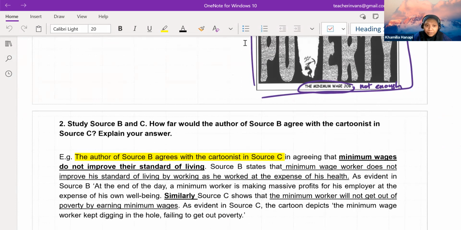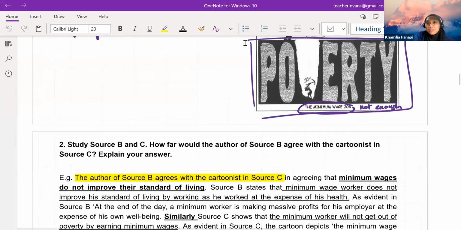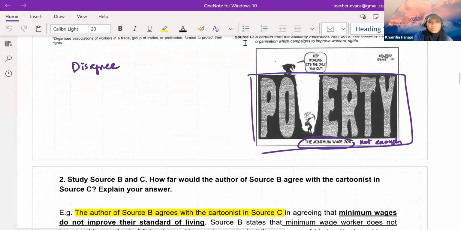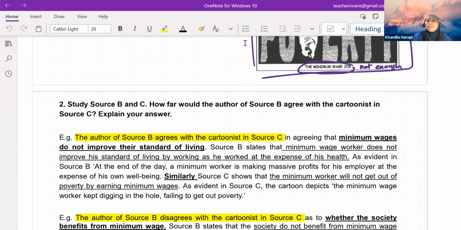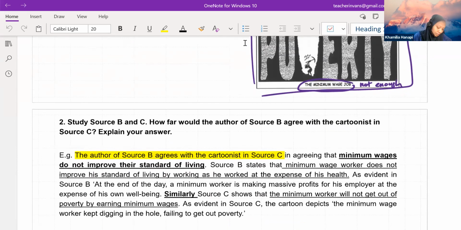their lifestyle. Okay, and if you look at Source C, it shows that you do not get out specifically of this low wage or low income. In fact, you keep on digging and digging and digging, and you will not get out of it, as seen from Source C. So both of them agree, the author agrees, because both of them show that there is just no improvement in standard of living. All right, so let's take a look at what then are the similarities.